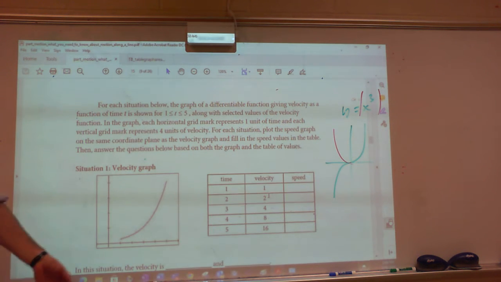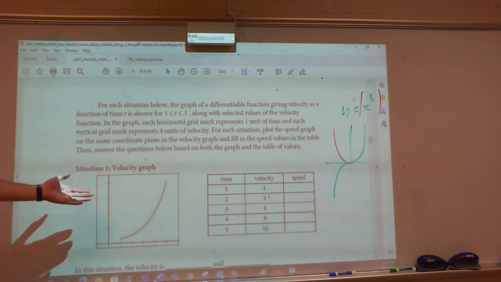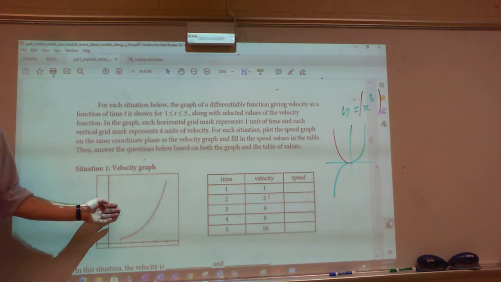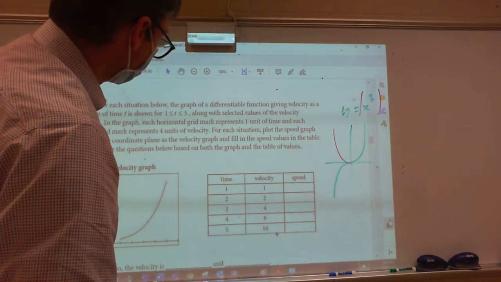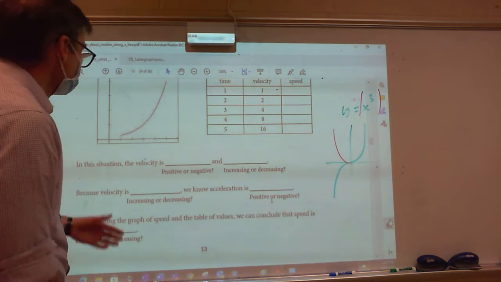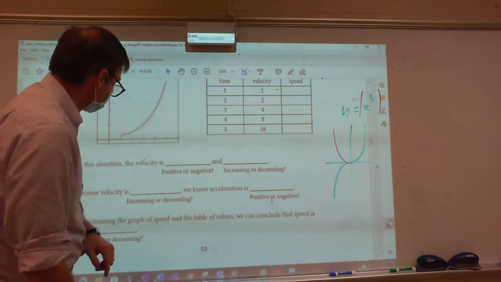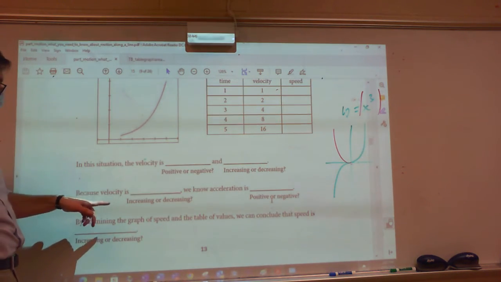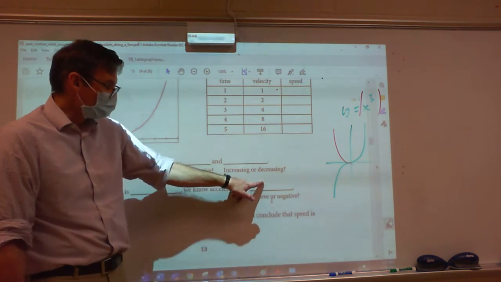Well, no. The only difference between speed and velocity is when velocity happens to be negative. Is my velocity negative at all? Oh, you mean like it'll switch them? Yeah. So in this case, the velocity graph and the speed graph are exactly the same. So in this situation, velocity is positive and increasing, and because velocity is increasing, we know acceleration is positive.